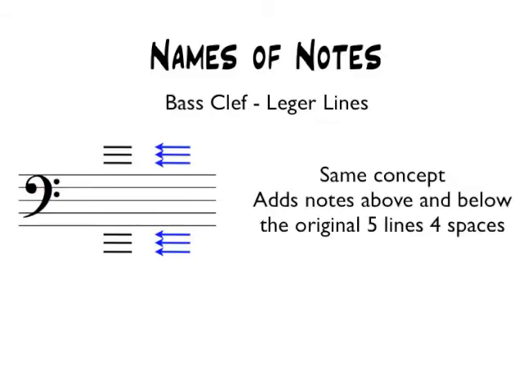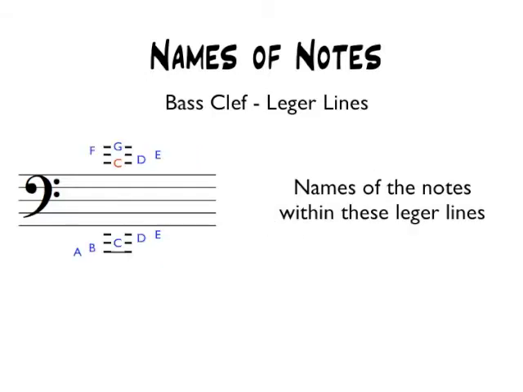Okay? So in bass clef, we can have the same concept. I just went ahead and added all the ledger lines, and again, it can go crazy. It extends the staff, again, above and below the original 5 and 4. And it can go crazy as well. So I put the names of the notes. Let's start from the bottom up to the top.